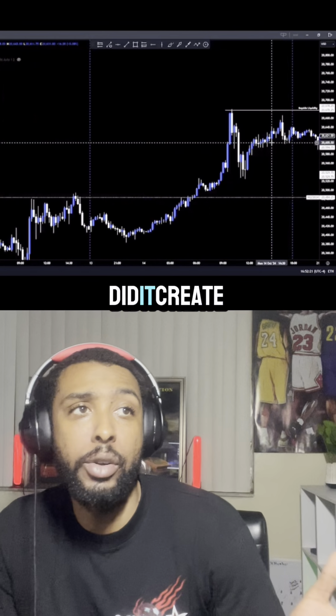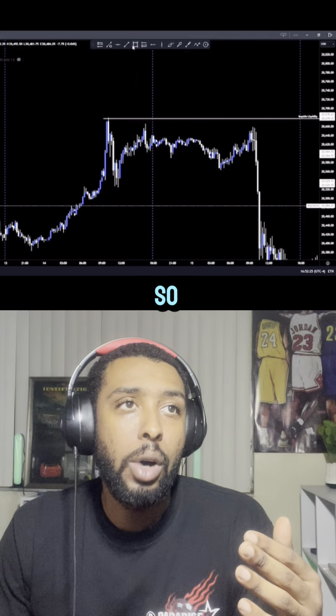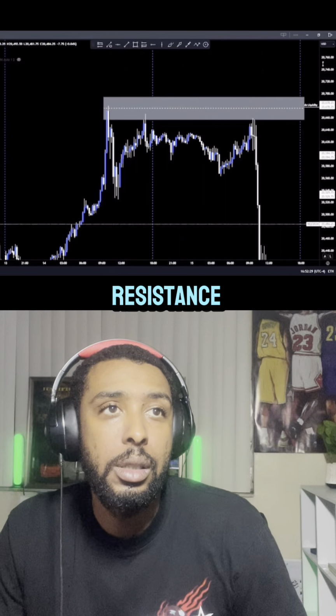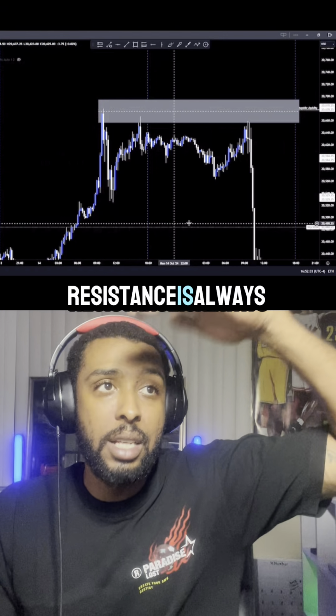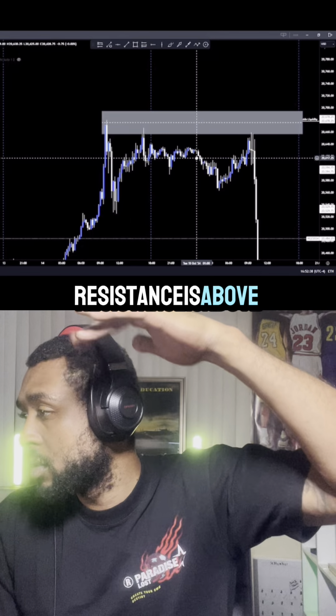So I'm looking for, did it create an order block? Did it create a bear block? I'm looking to see what did it create. So I'm seeing that this level right here is basically resistance. Remember, resistance is always above. Support is at the bottom. Resistance is above, support is at the bottom.